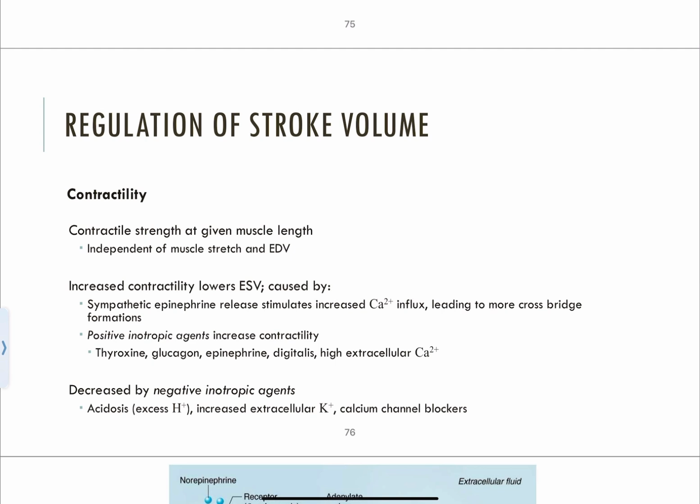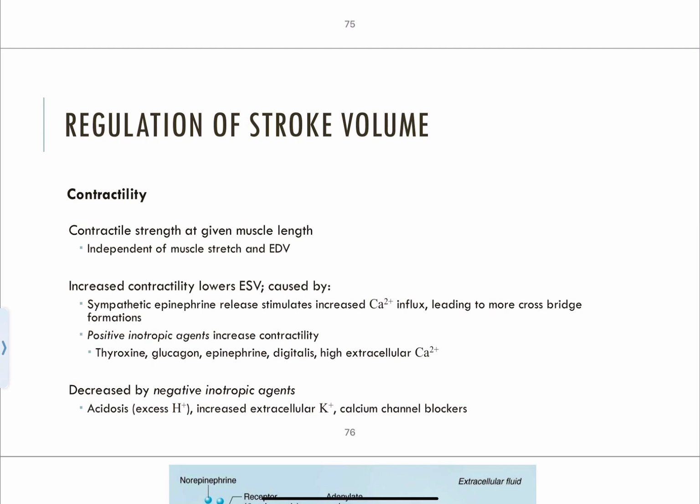Other things can also increase contractility. We call these things positive inotropic agents. So things like thyroxine, glucagon, epinephrine, we already talked about its effect, digitalis, and higher levels of extracellular calcium.